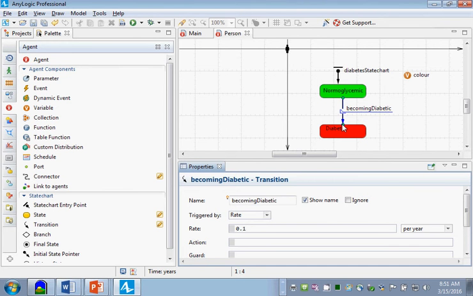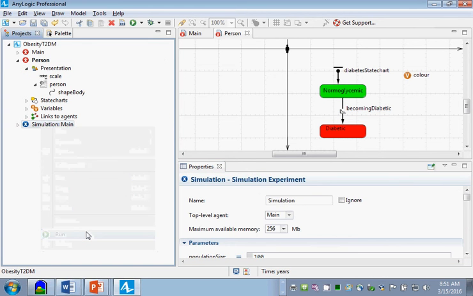Okay, so let's run the model. Let's have this be a rate transition with a rate of 0.1. Notice there are several others. Message transition we'll get to this afternoon. Agent arrival for movement, condition transition, etc. So ladies and gentlemen, let's go to the model. Let's run this thing.